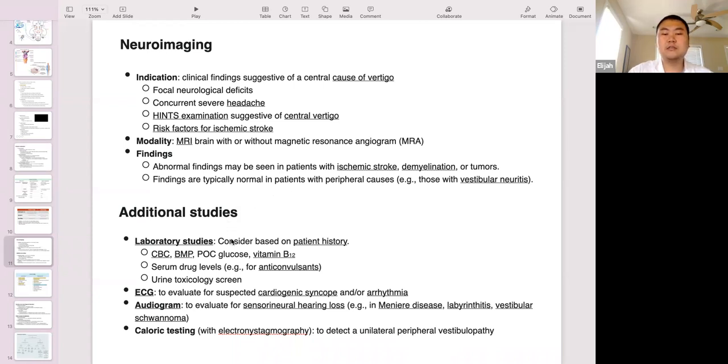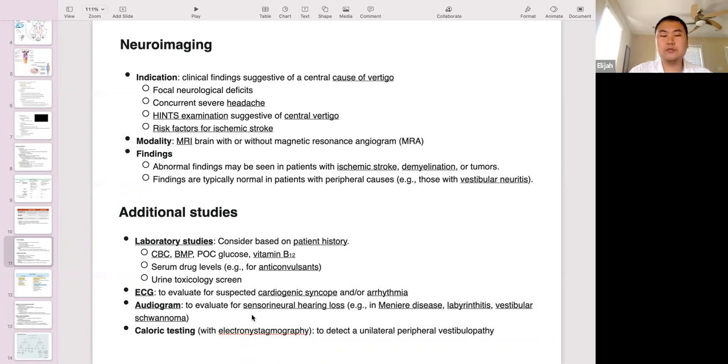And additional studies we should consider based on the patient's history, like CBC, BMP, point-of-care glucose, and vitamin B12. If the patient is taking some medication that you think may be associated, there should be serum drug levels and a urine toxicological screen. This is important if you suspect the patient has drug abuse. And an ECG to evaluate for suspected cardiogenic syncope or arrhythmia, because sometimes cranial nerve 10 could contribute to the patient's dizziness.